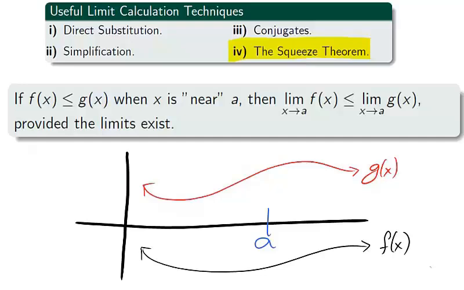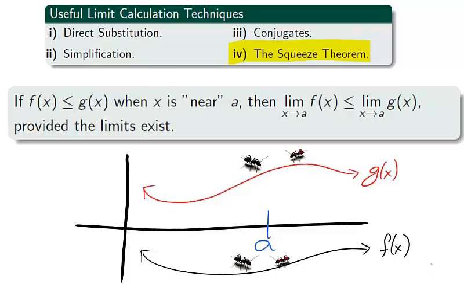Our final technique is known by many names. We will call it the squeeze theorem, but it is also called the sandwich theorem or the pinch theorem. The squeeze theorem is a consequence of the observation that if one function g, colored in red, is larger than the function f, colored in black, then the limit of g is larger than the limit of f as x approaches a, provided the limit exists, of course.